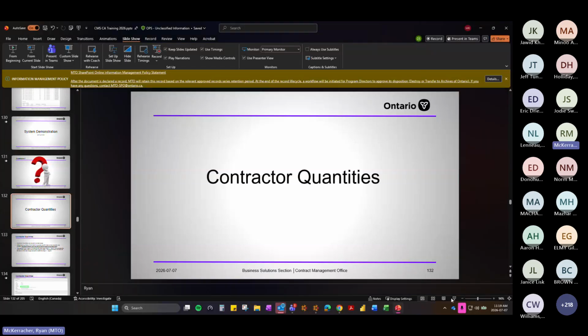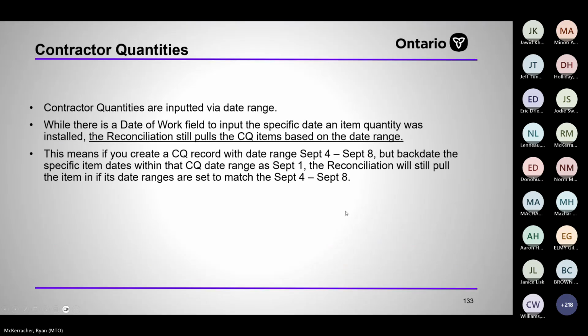Contractor quantities. So the contractors are inputted via date range, the CQs are. While there is a date of work field to input the specific date an item quantity was installed, the reconciliation still pulls based on the date range. So a contractor is only required to submit quantities on a weekly basis, not at the end of a subcode quantity, item quantity, or pay period, like the CAs are for pay statements.